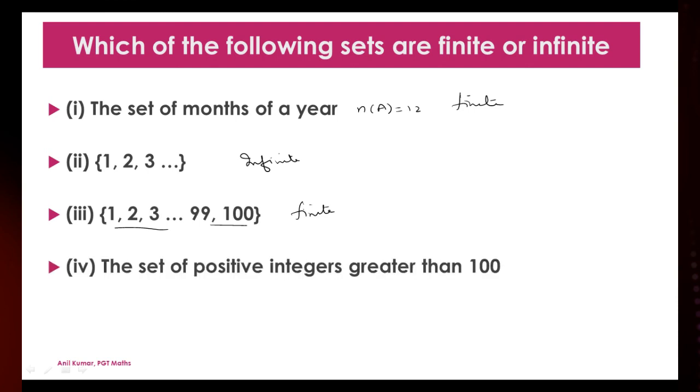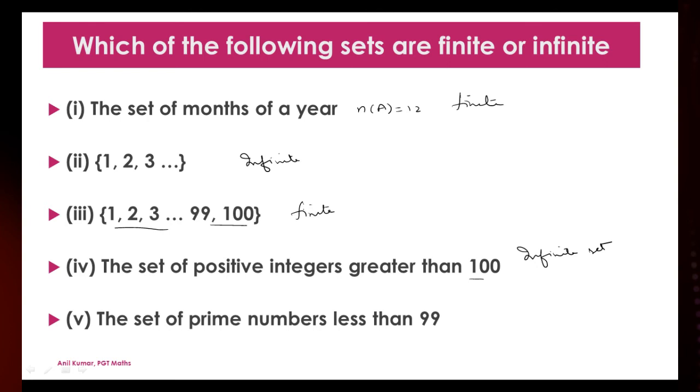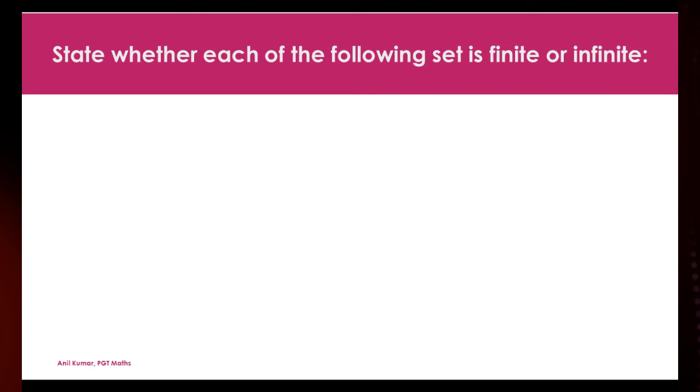Set of positive integers greater than 100. Greater than 100, there are infinite positive integers. So we will say that yes, it's an example of an infinite set. Set of prime numbers less than 99. We can calculate the set of prime numbers less than 99. Yes, it is an example of a finite set. Next is: state whether each of the following sets is finite or infinite.